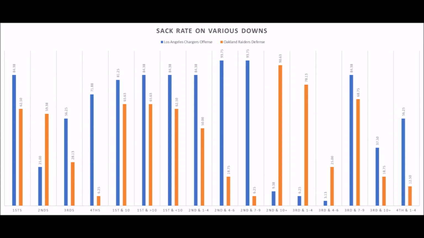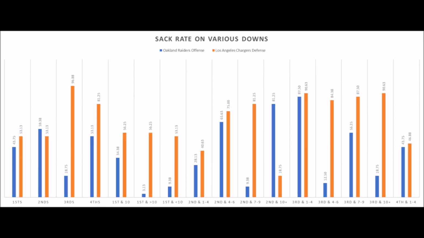Then, of course, when you look at the sack rate of the Oakland Raiders offense versus the Chargers defense, for the most part the Raiders will have some success on second down, but third down is just where it's at. The Chargers have been the best defense when it comes to creating sacks on third down, whereas the Raiders have been one of the worst teams in terms of preventing sacks on third down.